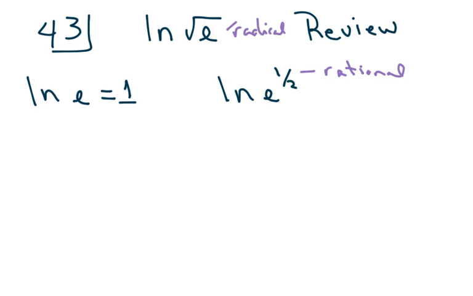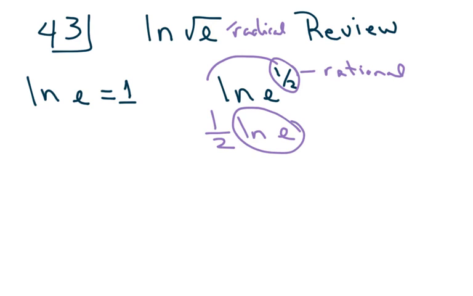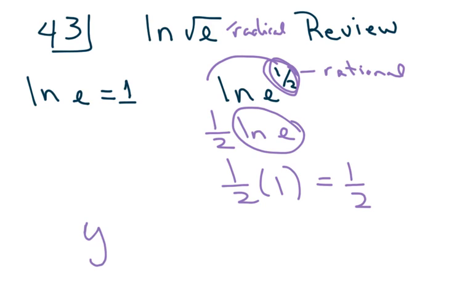Now I'm going to use my power property and pull this in front here. So this is 1/2 natural log of e. We also know natural log of e equals 1. So I have 1/2 times 1, which equals 1/2. So it basically just equals your power. Okay? And I'm going to try to find the formula in the book. Basically, the formula in the book is this, if you just want to go by the formula instead of what I did.